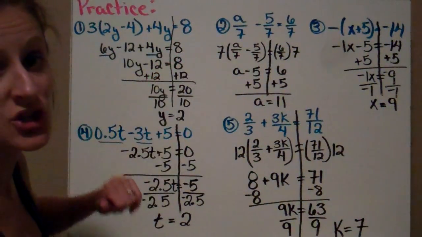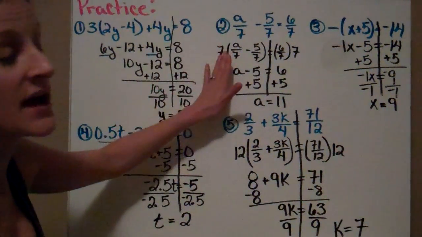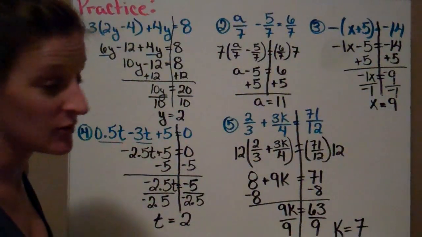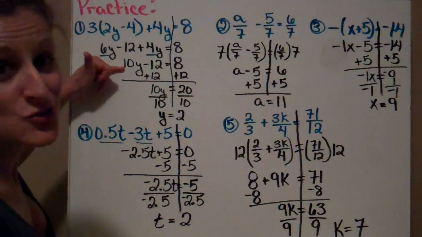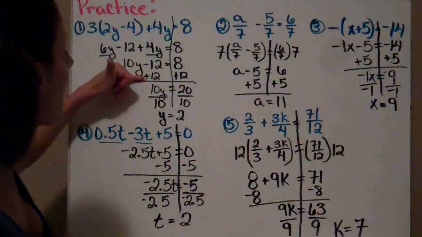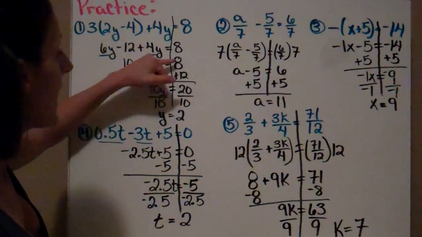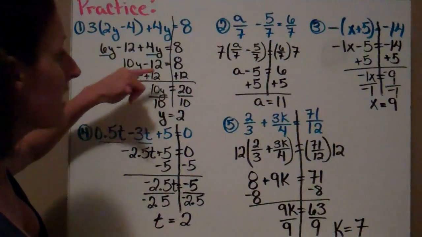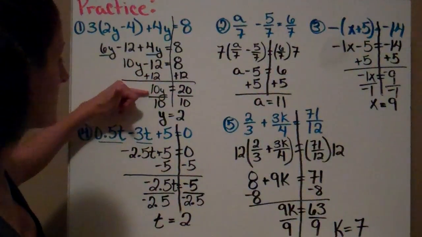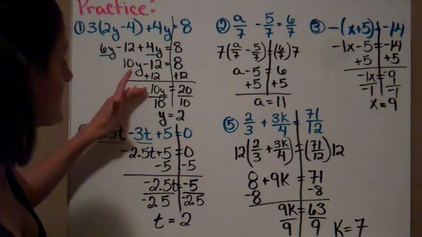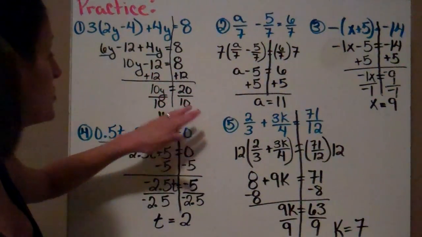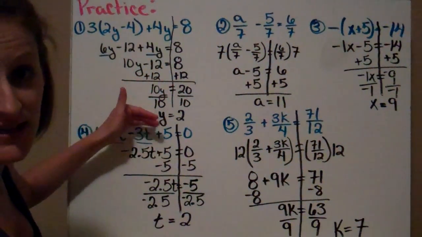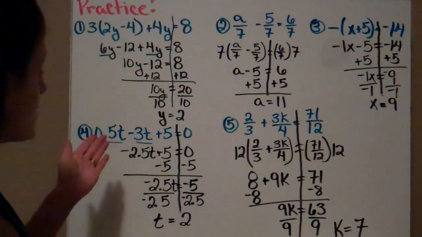8 is just one term, so I have nothing else on this side of the equation to combine it with. So I need to solve it. Notice I have basically a two-step equation right here. So I'm going to add 12 to both sides. 8 plus 12 is 20, and negative 12 plus 12 is 0, so I'm left with 10y. I'm going to divide each side by 10. And 20 divided by 10 is 2, and 10y divided by 10 is just 1y, or just y.